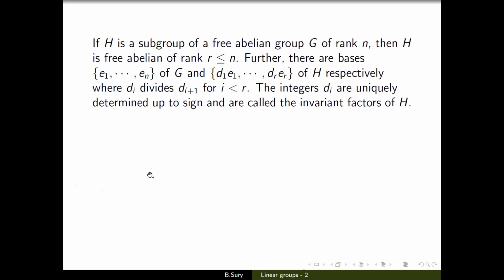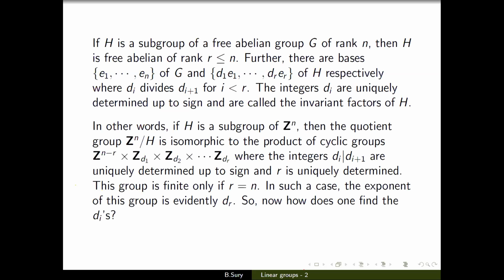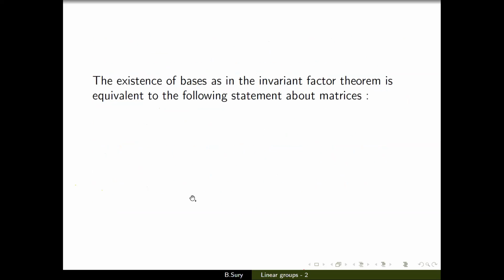But why I mentioned all this is because it is nothing but a rephrasing of a matrix statement. I just wrote here what I mentioned just now. If H is a subgroup of Z^n, the quotient group is isomorphic to a product of cyclic groups like this. Now, for example, you know this algebraic theorem. Let's say you want to find the d_i's so that you know the structure of the group. I'm saying that matrices will help you.